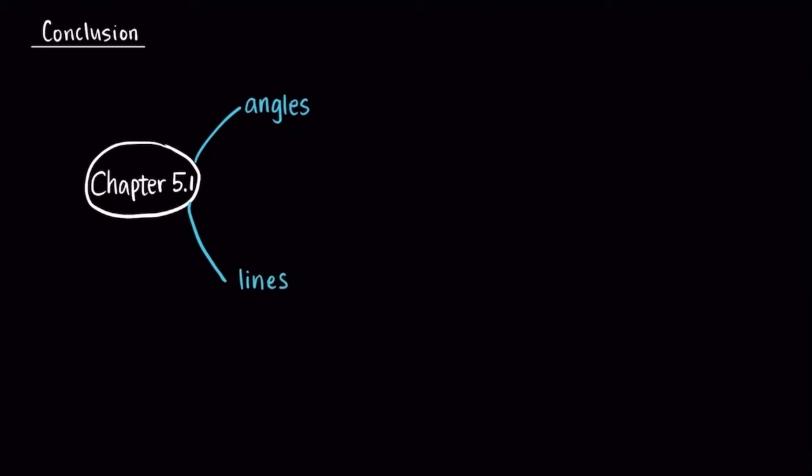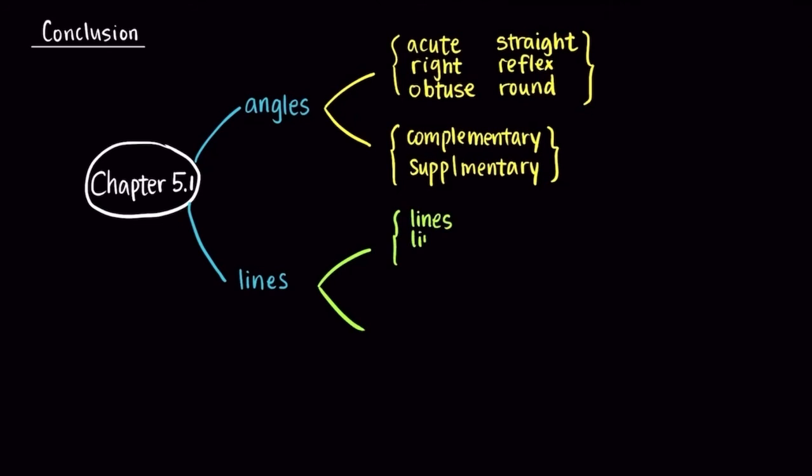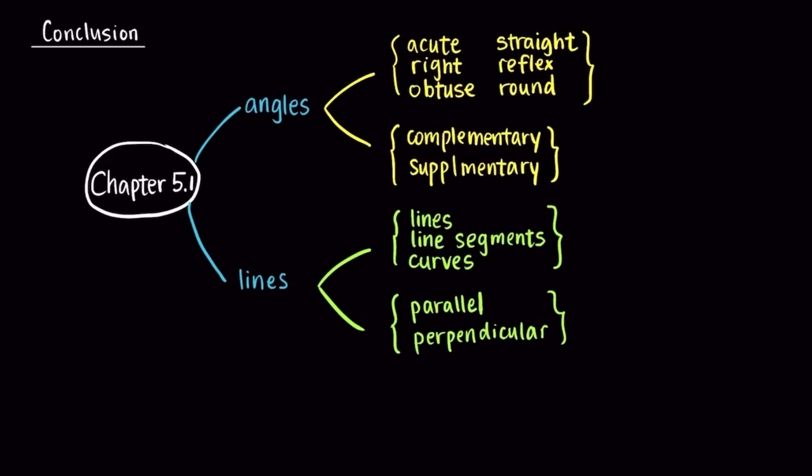In conclusion, we have discussed 8 types of angles and 5 types of lines: acute angle, right angle, obtuse angle, straight angle, reflex angle, round angle, complementary angles, and supplementary angles. Lines, line segment, curves, parallel lines, and perpendicular lines. Identification of different angles and lines are important in this chapter.